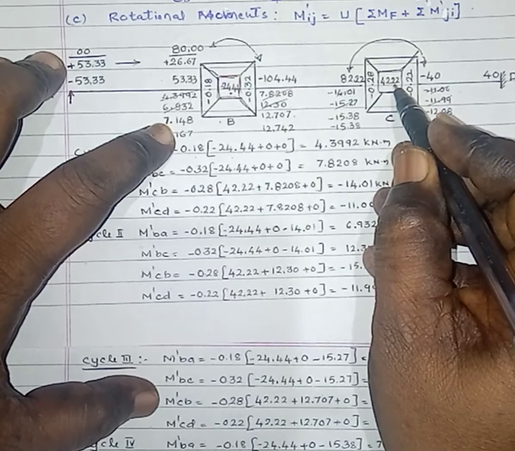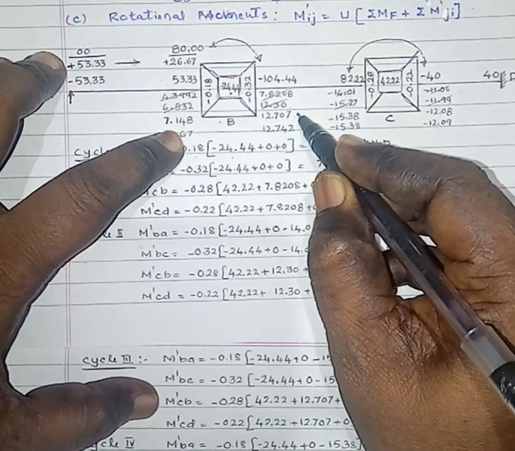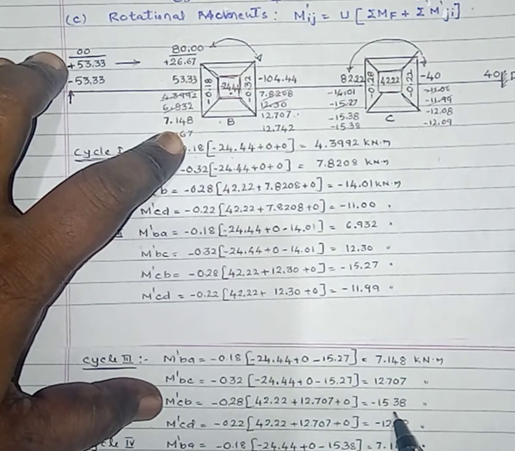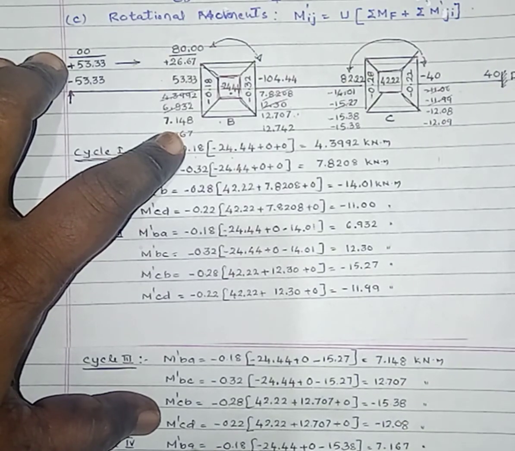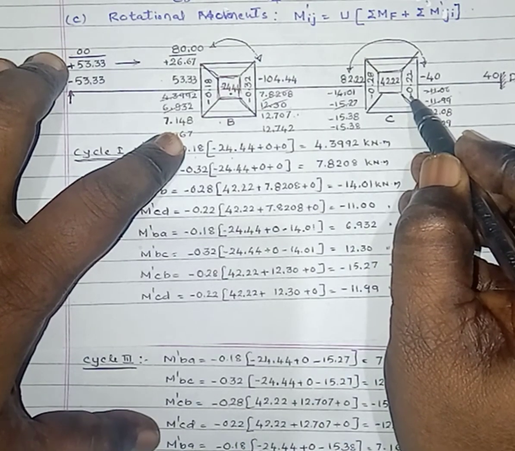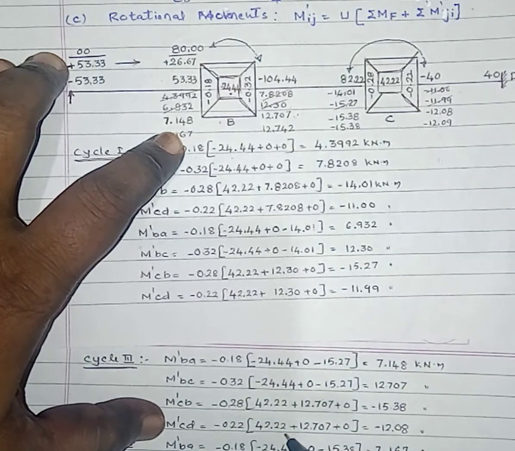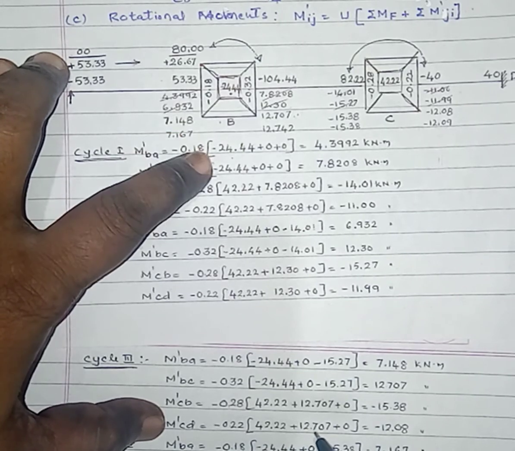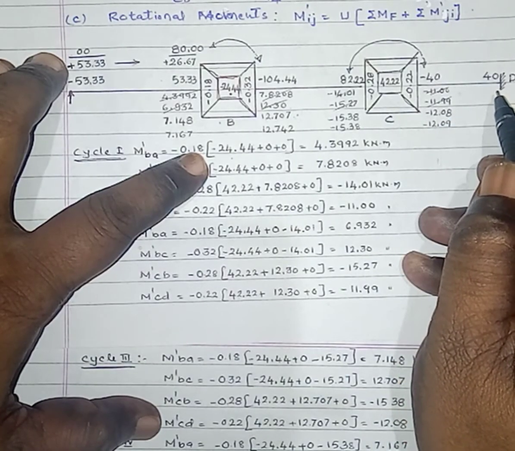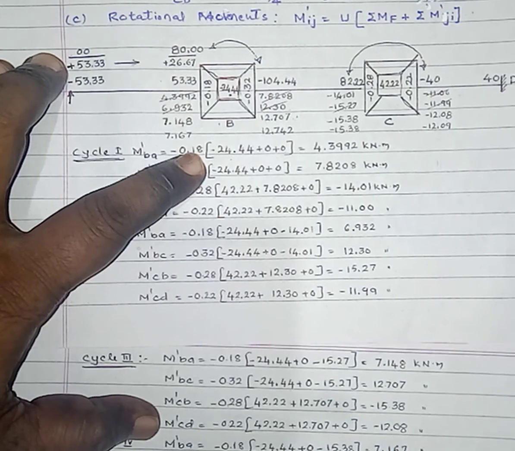Then m dash CB, the rotational factor minus 0.28, times the sum of the fixed end moment inside the bracket, that is 42.22, plus far end rotational moment, just now we have calculated, that is 12.707, plus another far end D, that is 0. Therefore m dash CB equals minus 15.38. Similarly m dash CD, the rotational factor is minus 0.22, inside the bracket sum of the fixed end moment, that is 42.22, plus far end rotational moment, that is 12.707, plus another far end, that is 0. Therefore after simplification you will get the value of minus 12.08.